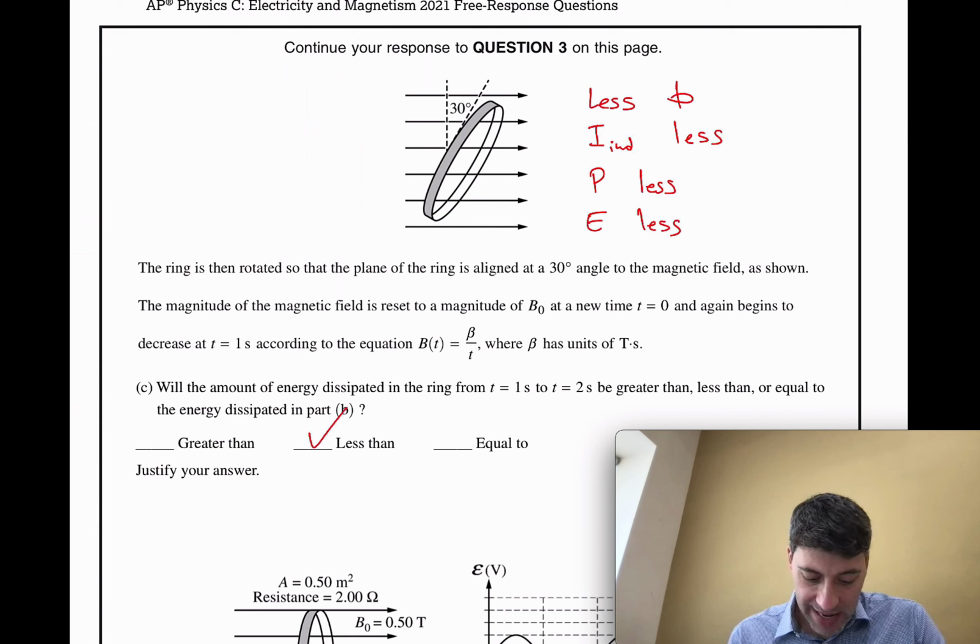So we will have less energy, and we need to explain this with a few words or with a list of the rules that we used in the previous part. So basically we'll say that the angle between the magnetic field and the ring causes a smaller value for the magnetic flux. This will result in less induced current, this will result in less power, and since the time interval is the same from 1 to 2 seconds, this will result in less dissipated energy.